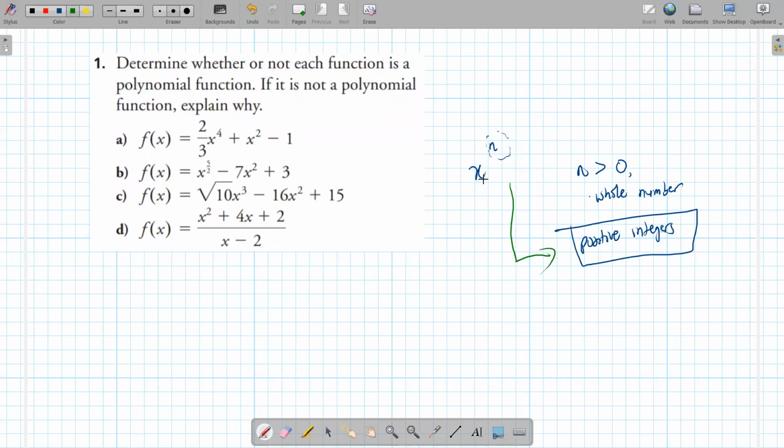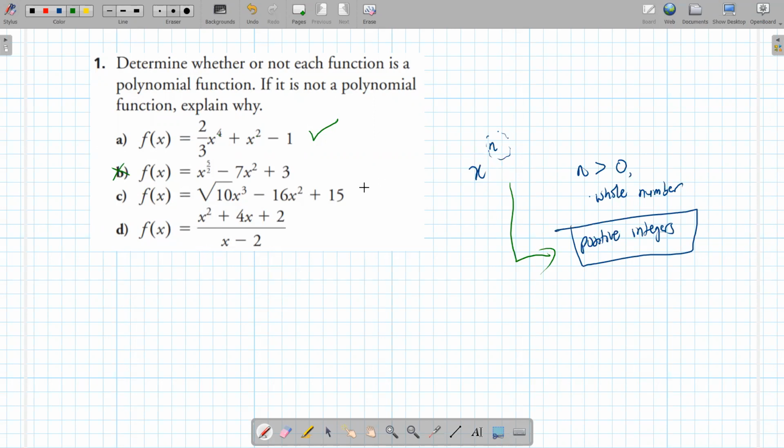Yeah. But here what we're talking about is whether something is polynomial or not. Look at A. You see the powers? They're all positive whole numbers, so A is a polynomial. Oh, that's what polynomial means? Yeah. So then the other one's not. No.